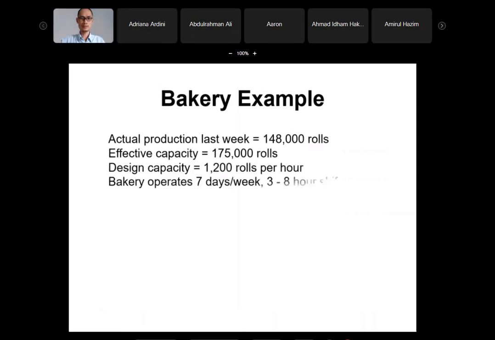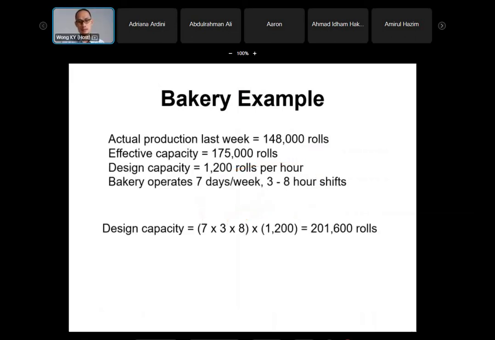Let's look at one example to help you understand. Let's say there's a bakery. A bakery makes bread, or cakes or whatever. The actual number of outputs achieved last week is 148,000 rolls per week.